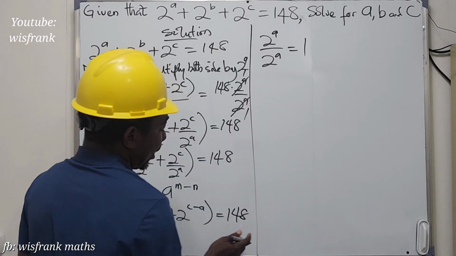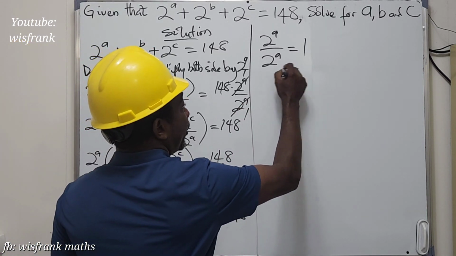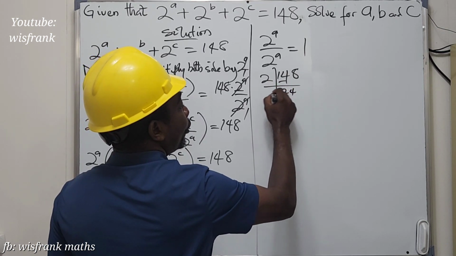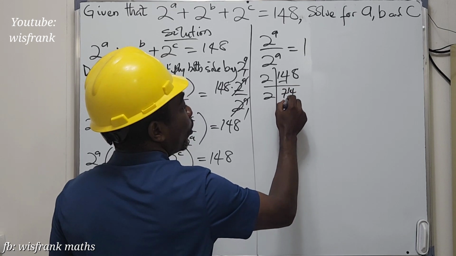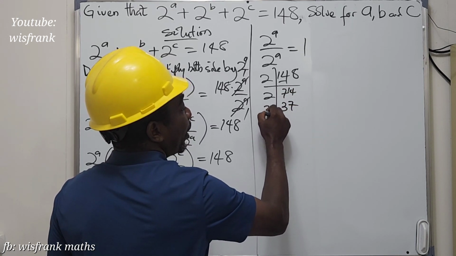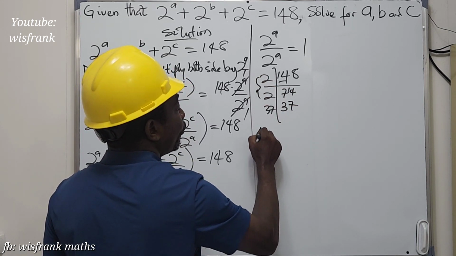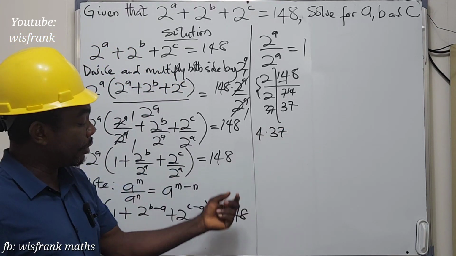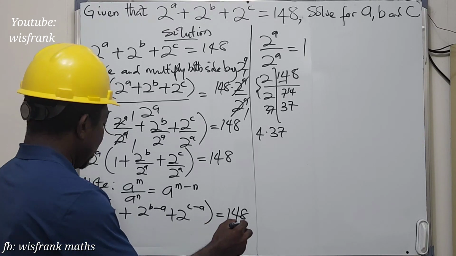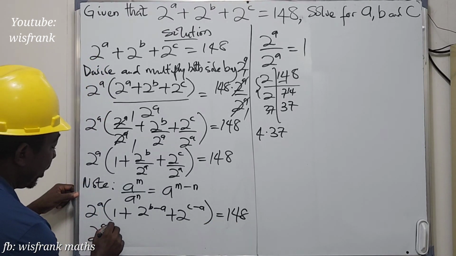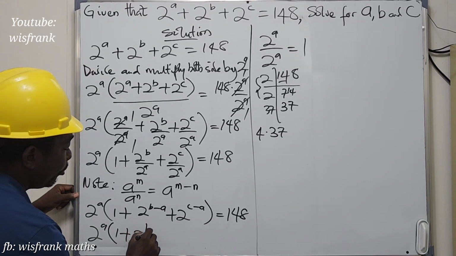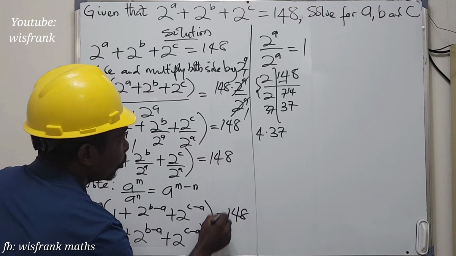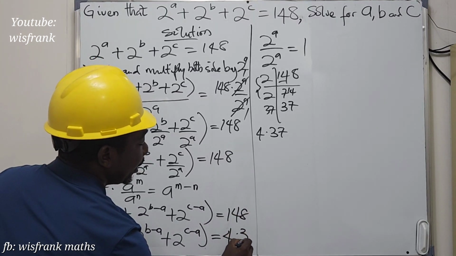If we find the factors of this 148, we have 2 times 74, 2 times 37. So here we have 37. So in this case, we have 4 times 37. So we are going to substitute 4 times 37 in the place of 148. So in that case, we have 2 to the power of A into (1 plus 2 to the power of B minus A plus 2 to the power of C minus A), all equals 4 times 37.